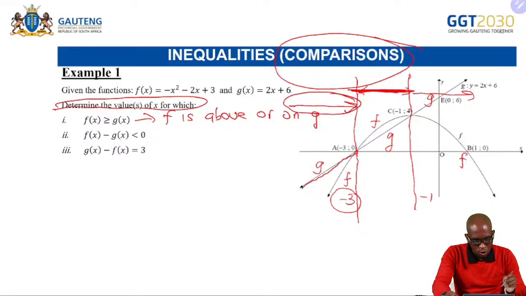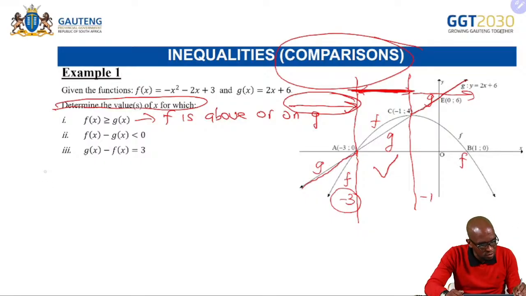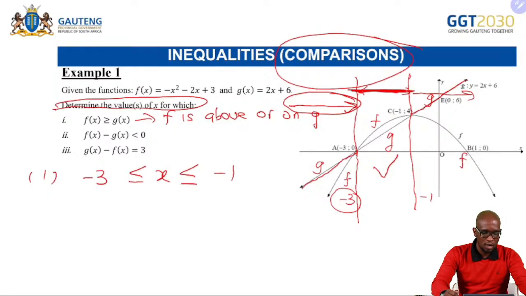Now we're going to check in between the 2 points of intersection. In between the 2, you can see that F is above and G is below. So that is where our solution would lie. But we don't stop there. We continue and check on the right-hand side. If we check from -1 to infinity, G is now above and F is below. So our solution would lie in between the two critical values. In this case, our critical values are -3 and -1.